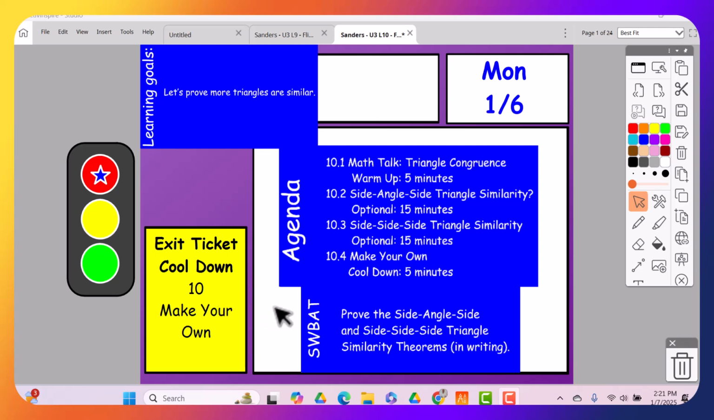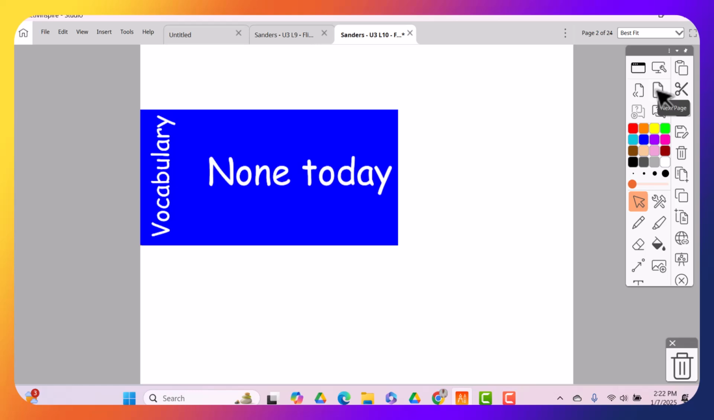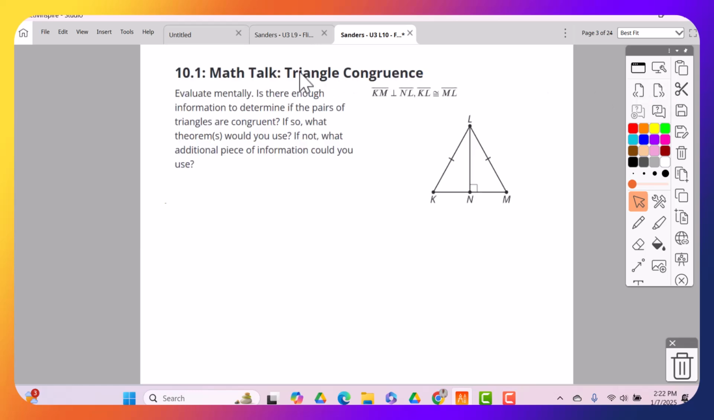So let's get going. What we're doing today is trying to prove more triangles are similar, and we'll use the side-angle-side and side-side-side triangle similarity theorems. There's no vocabulary that we need. And here's the first part.